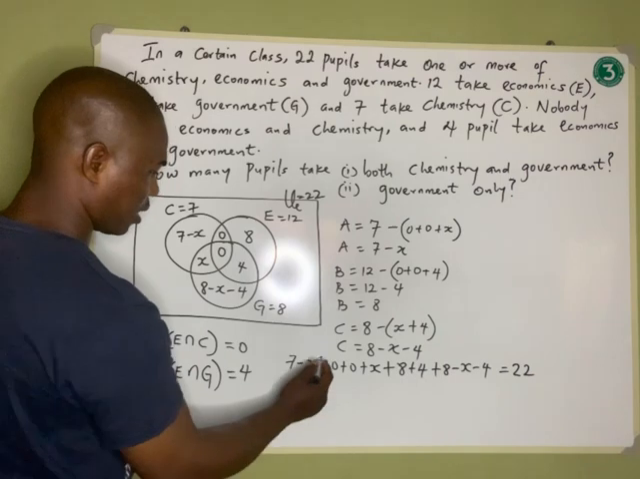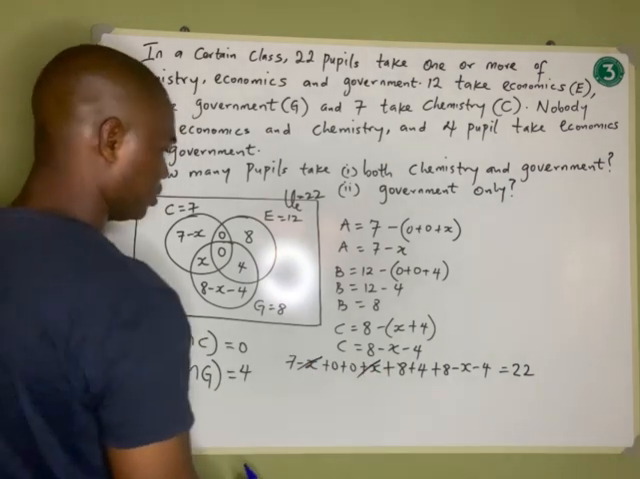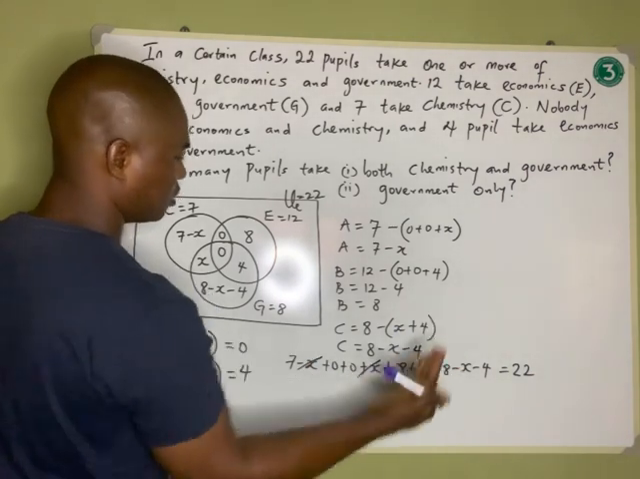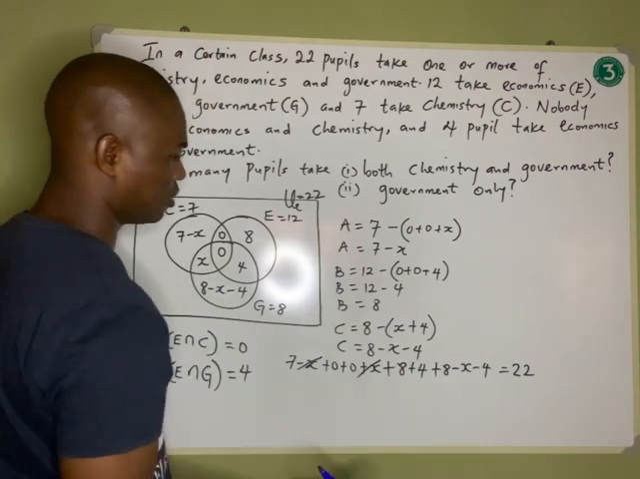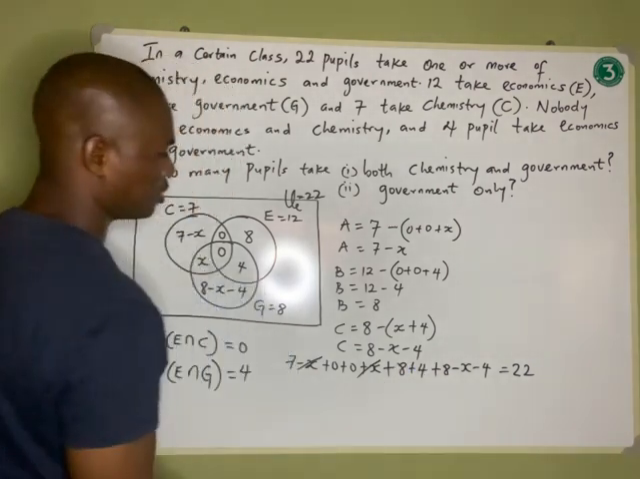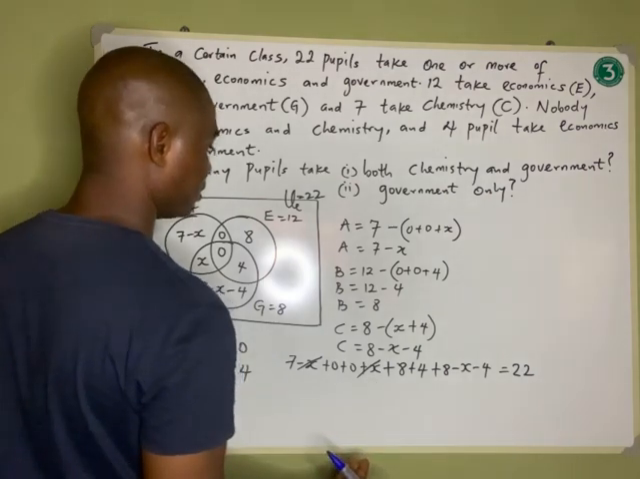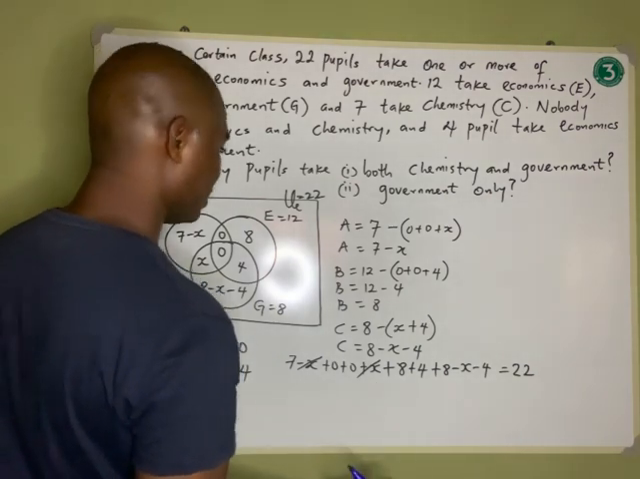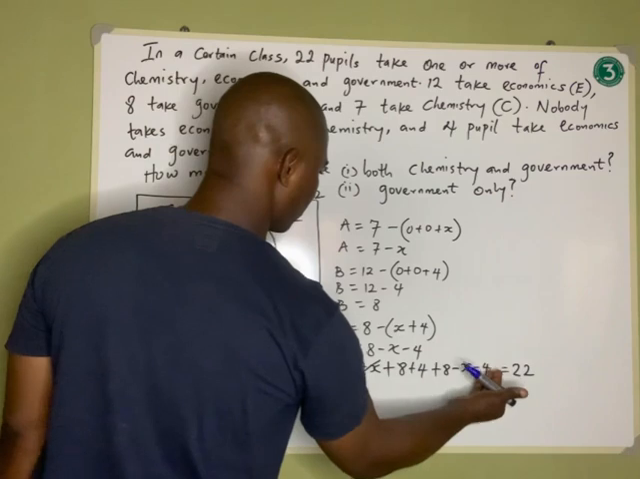Now minus x we cancel out plus x here. Now we can add this together. 7 plus 8 will give me 15. 15 plus 4 will give me 19. 19 plus 8 will give me 27. 27 minus 4 will give me 23.